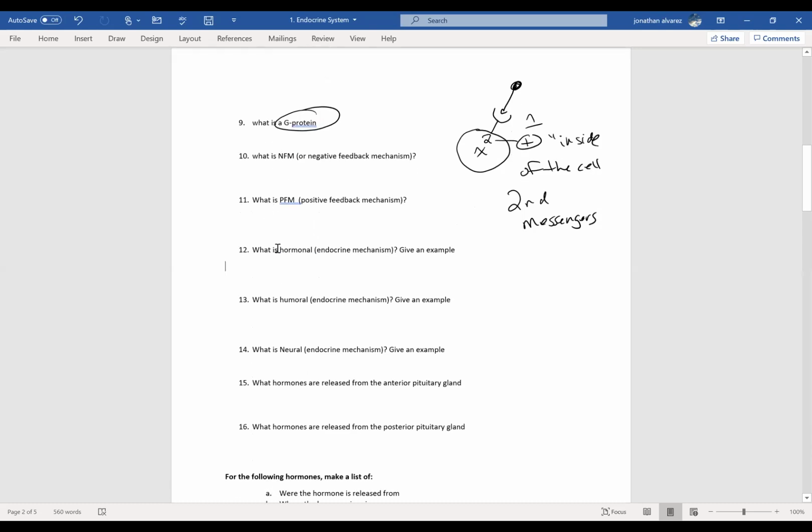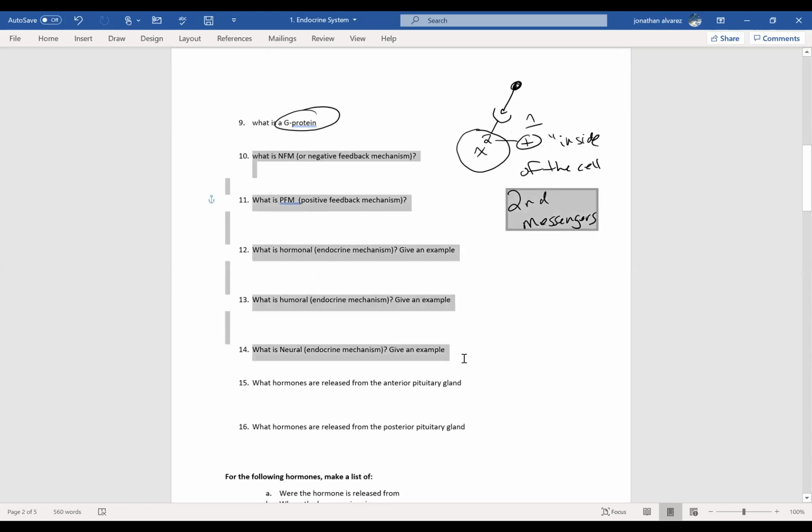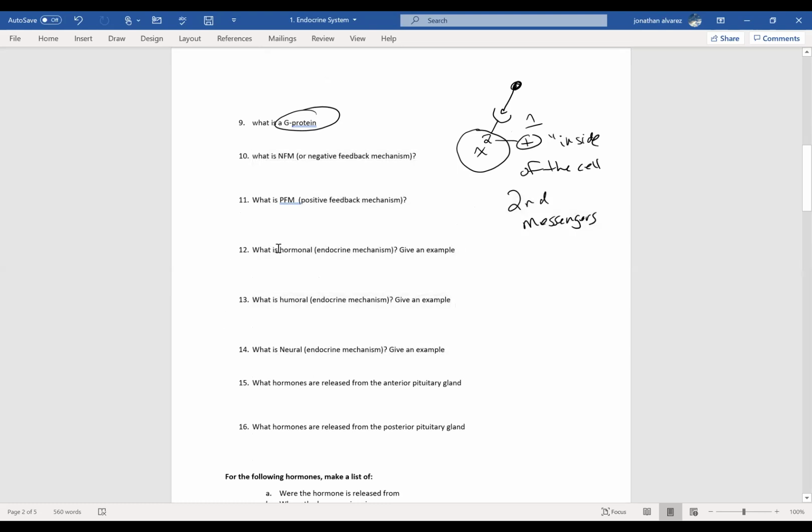Okay, these are all in the notes, self-explanatory. It's just definitions. So know what hormonal, humoral and neural mean.